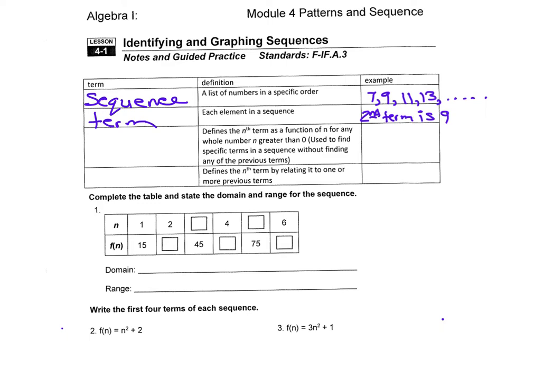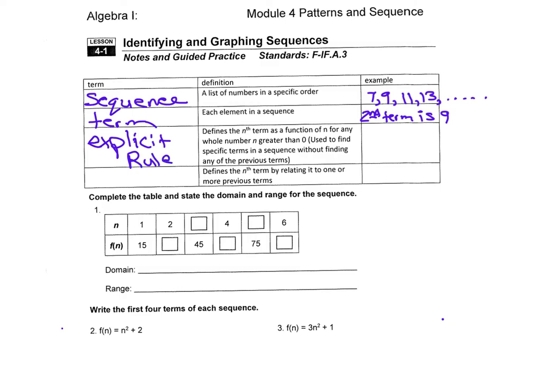Now the rules you're used to are explicit rules. We've only done explicit rules. It defines the nth term as a function of n for any whole number n greater than 0. It's used to find a specific term in the sequence without finding any previous terms. So basically it says plugging in the numbers. You're given a value for that variable and putting it into the equation. It's an explicit rule. It tells you exactly what to do. And this is what you're used to doing. This one's the easy one.